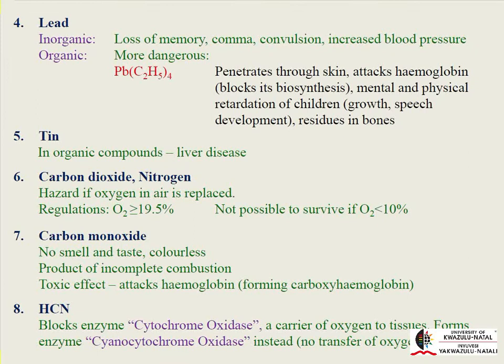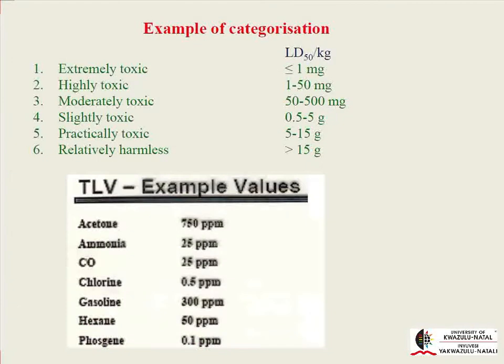Then there are of course simpler compounds that you perhaps don't think about. Things like carbon dioxide and nitrogen at very high concentrations can be a hazard and can get through your skin. Also carbon monoxide, so what's coming out of your vehicles at very high concentrations can go through your skin and attack your red blood cells. And also hydrogen cyanide. Various complications there as well.